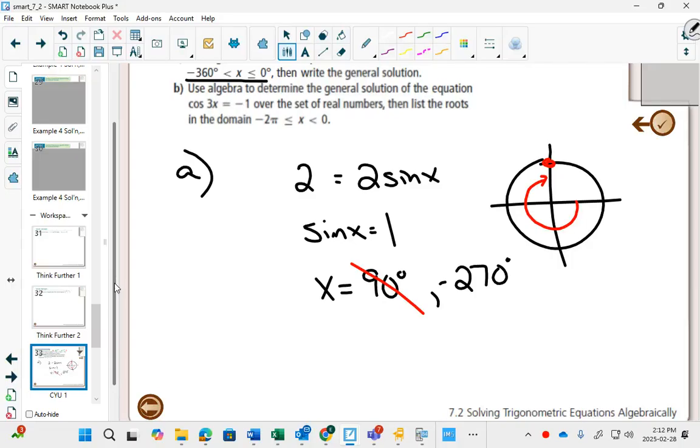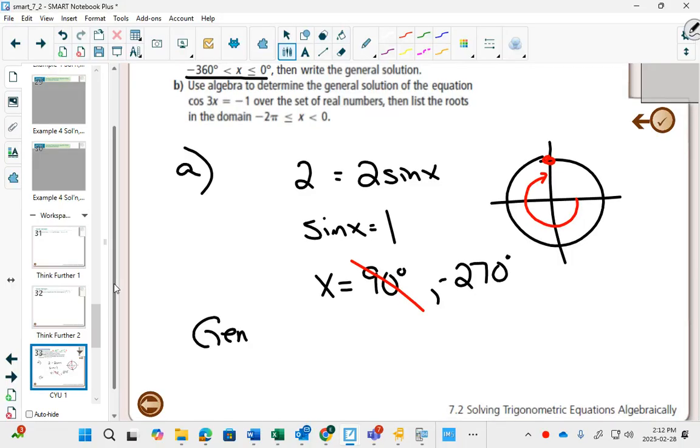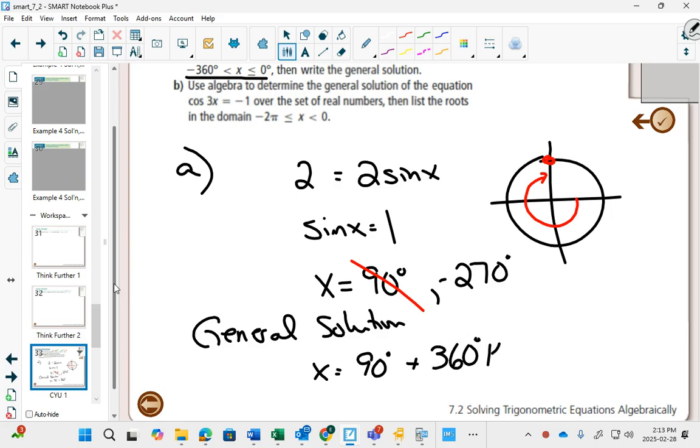As far as the general solution, x equals, we only have one answer between 0 and 2 pi. You could either use 90 or 270. I like to use 90. I like to use the first positive one. And since it's in degrees, it'd be 360 times k, where k is an integer. Good? All right.